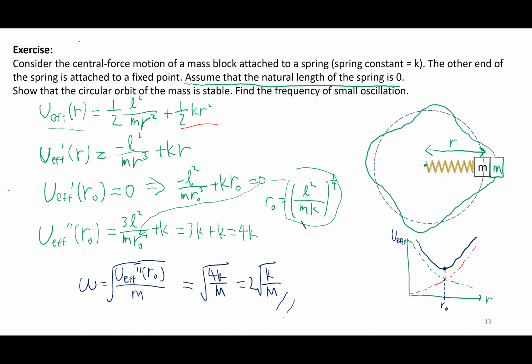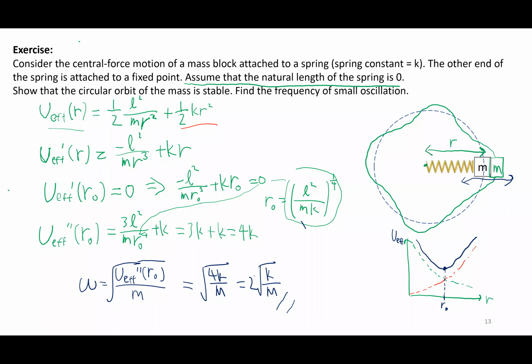If you just consider the mass spring system in 1 dimension, if we're just doing this one dimension oscillation, right? So you know that the frequency is square root k divided by m, right? But here, the frequency of this small oscillation when it is doing this circular motion already is 2 times square root of k divided by m. Okay.